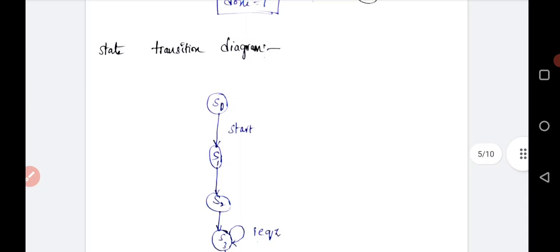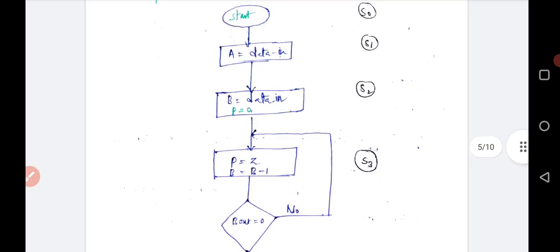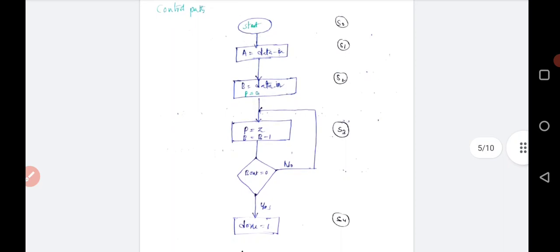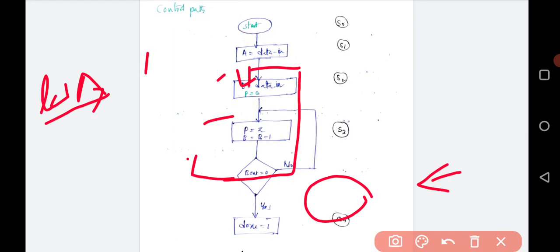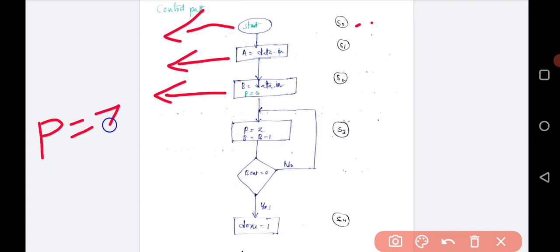So the previous diagram can be represented in the form of more detailed information. Let us see the control path here. Initially, start the data, which can be represented as state S0, and the data is loaded in register A. So for that purpose, A is equal to data in. At the same time, data is loaded in register B, therefore B is equal to data in. At the same time, we have to clear register P also. So P is equal to Z, where Z is the result of the adder output.